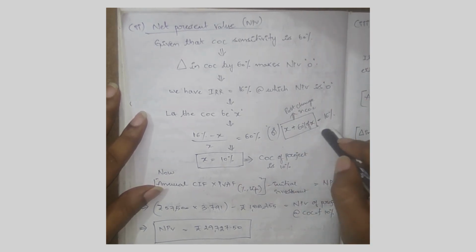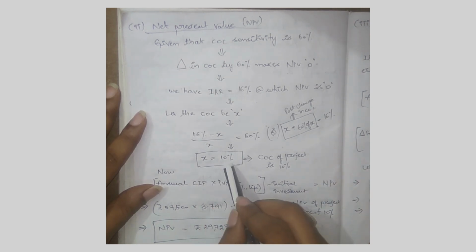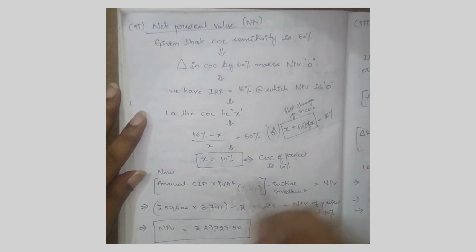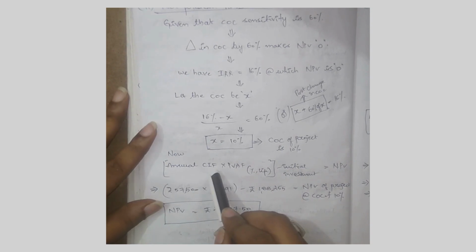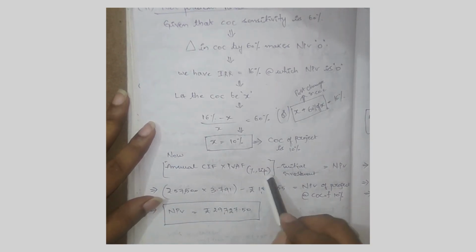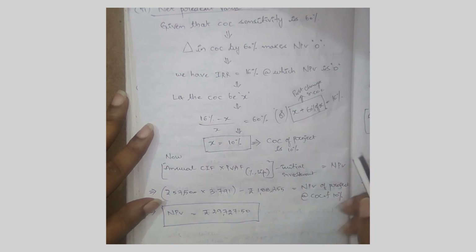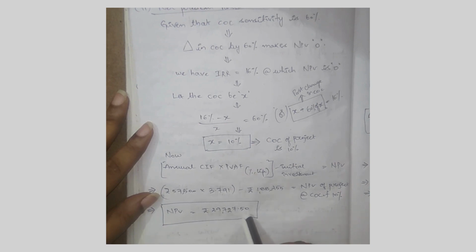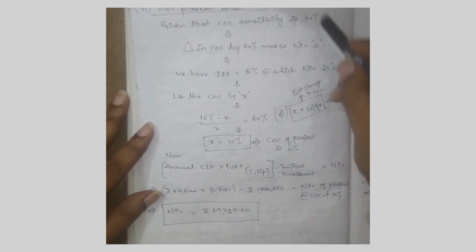So why can't we equate these two points? If you solve this equation, we will get X equals 10%. That will be the cost of capital of the project, 10%. So accordingly we have annual cash inflows, the discounting rate, the life of the project, and the initial investment. The only unknown factor here is NPV. If you substitute all the known values in this equation and solve, we will get NPV equals 29,727.5 rupees.